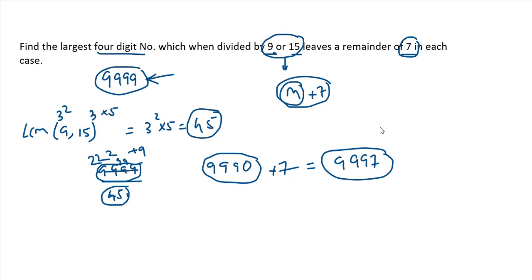So this is how you can solve problems based on HCF and LCM. These were just a few examples. In the next video, we will solve more problems based on the concept of HCF and LCM.